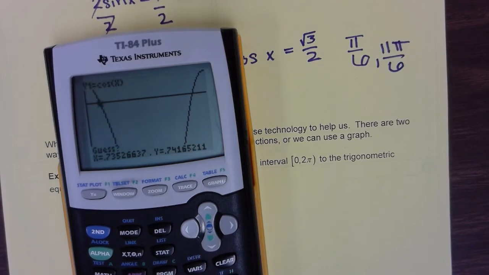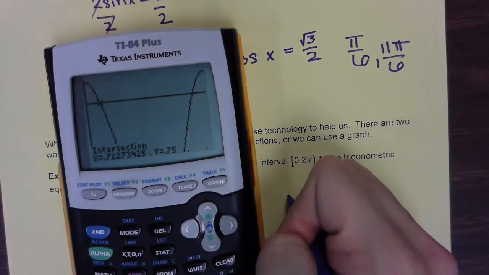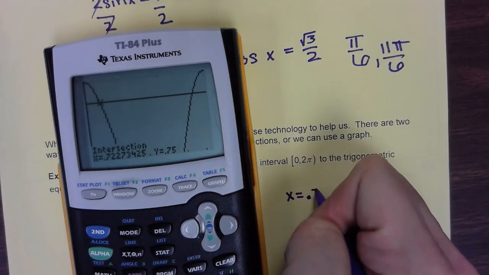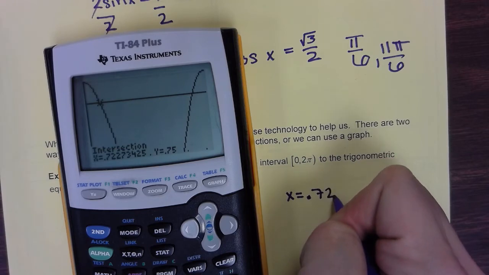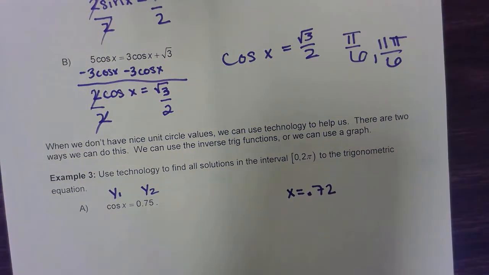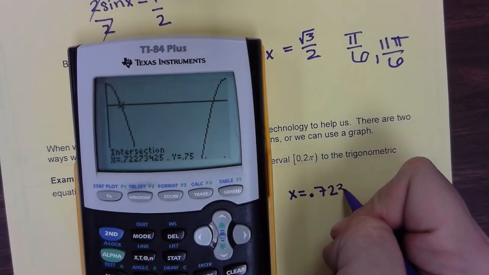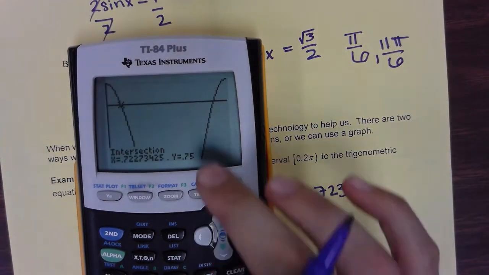1, 2, 3. So my solution is x equals 0.72, and let's see how far we go out. Let's do 3 decimal places, guys. So 0.723. And there's another one, right?